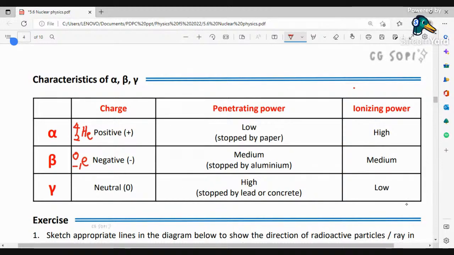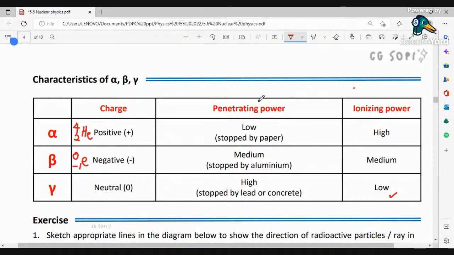For gamma is neutral, no charge. Very high penetrating power, just can be stopped by few cm of lead or concrete. Ionizing power low. You can see it doesn't have mass. Mass also is considered 0, so we can say it cannot ionize air molecules to become ions. So we can say ionizing power is low. So the high, medium and low ni as comparison between alpha, beta, gamma.